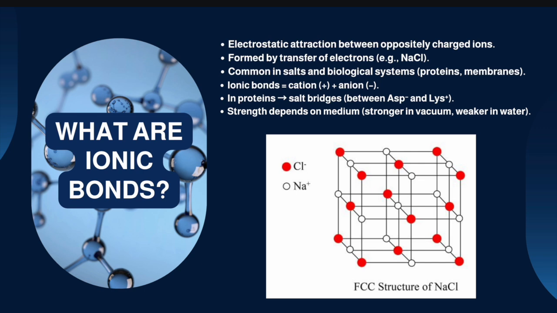It is commonly found in salt, as you can see in the diagram here. It's the lattice structure of the stable salt NaCl formed by the ionic bond, and it is also found in the biological system, including various proteins and the biological membrane. In proteins, basically we call them salt bridges, because they are not found between cation or anion type of properties, but they are present between the acidic and basic amino acids, like aspartic acid, negative charge carrying, and a basic amino acid like lysine. So here we call them salt bridges.